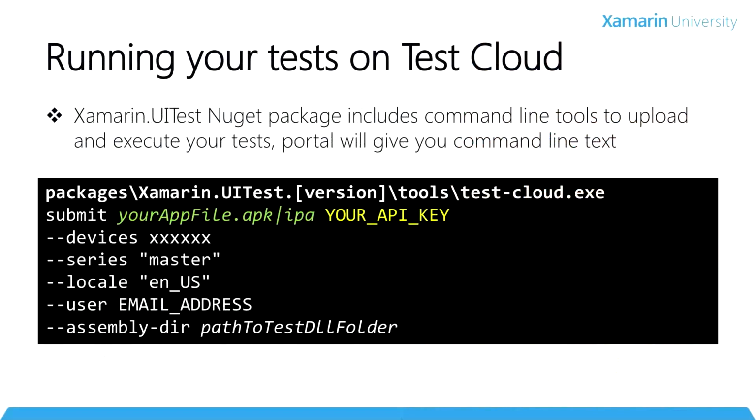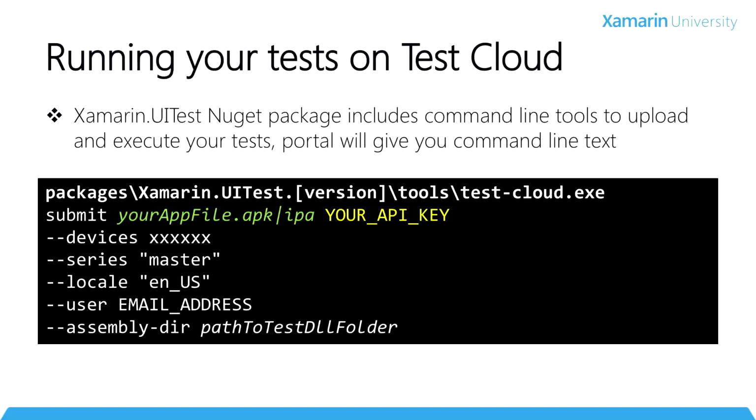You can also use the command line to submit an app bundle or APK that you have stored locally on your machine. This is done with the Test Cloud tool. This is included in the UI test NuGet package. So you'll open a terminal window or command prompt, change your current directory to be the solution folder for your UI tests, wherever the solution is defined.